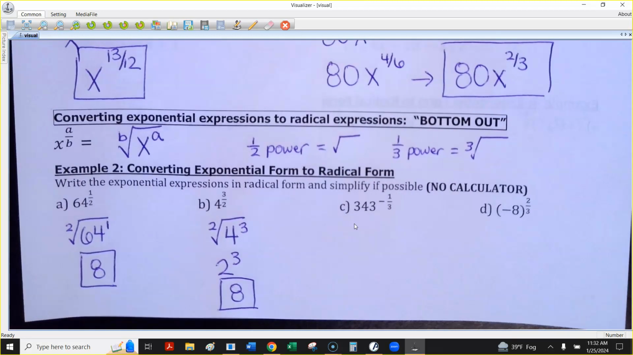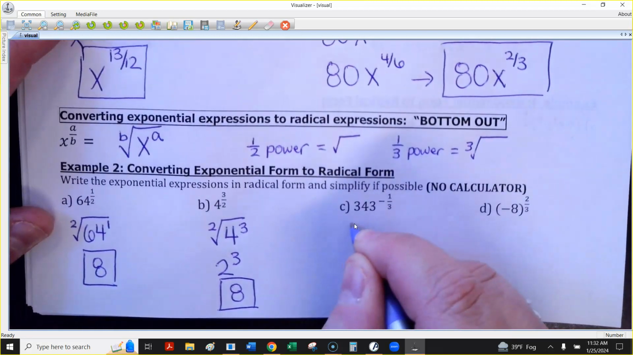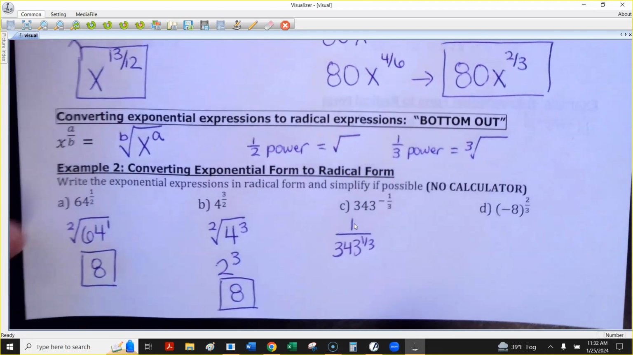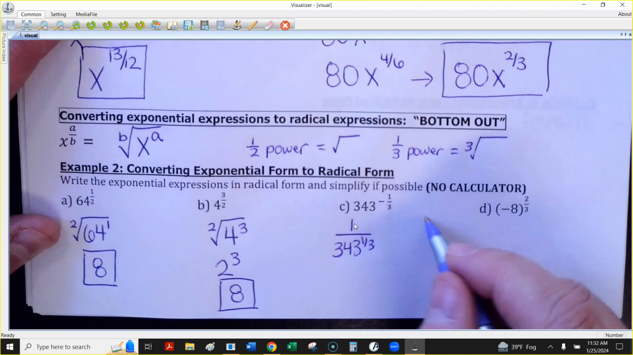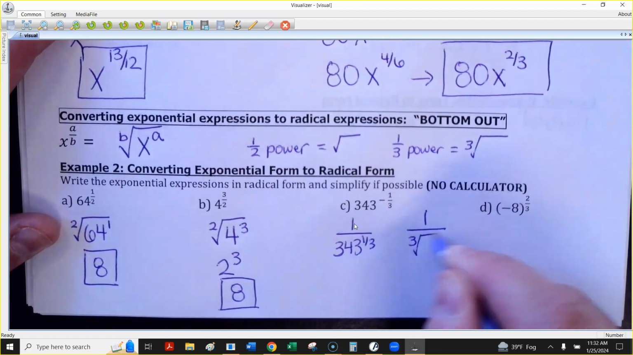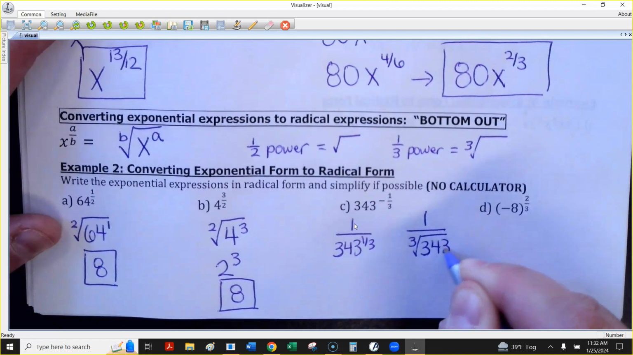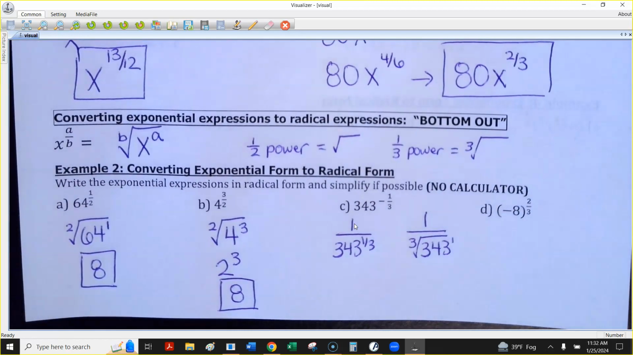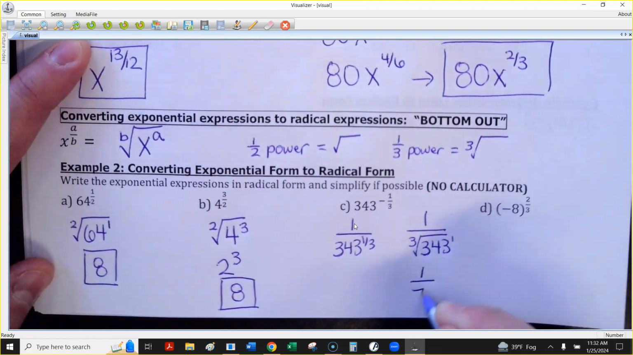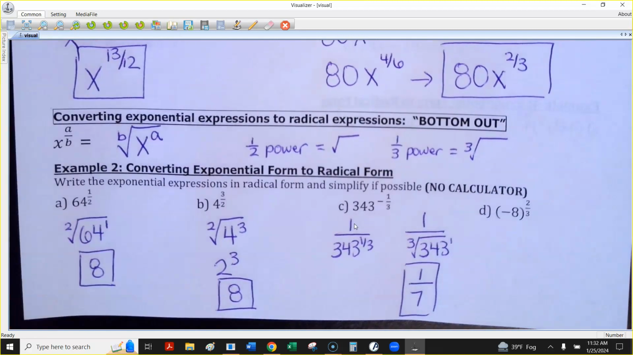If you have a negative exponent, all right, really this just means 1 over 343 to the 1/3 power. All right, so I'm just going to still do that bottom out thing. So this would be the 3rd root of 343 to the 1st, which would just be the 3rd root of 343. Anybody remember the 3rd root of 343? 7. So this answer would just be 1/7.